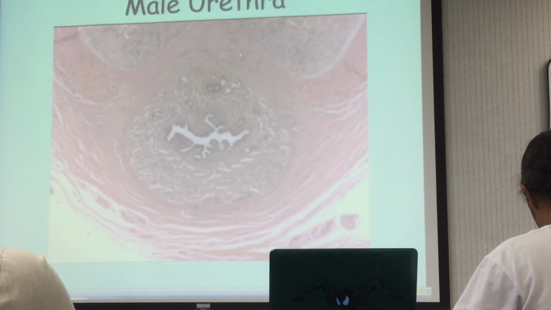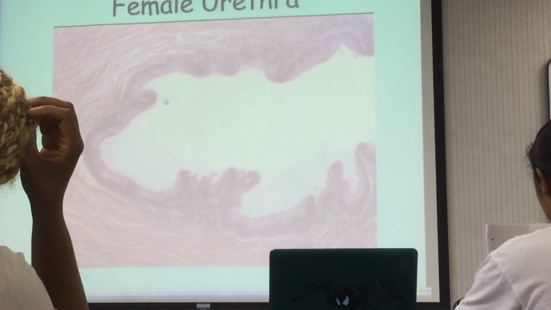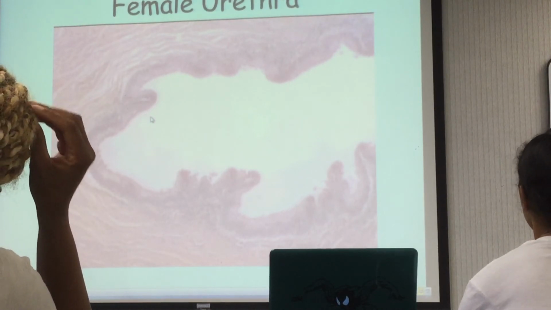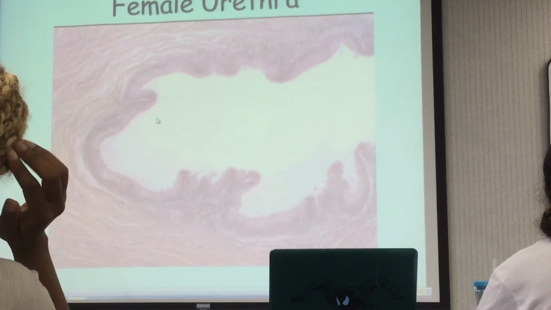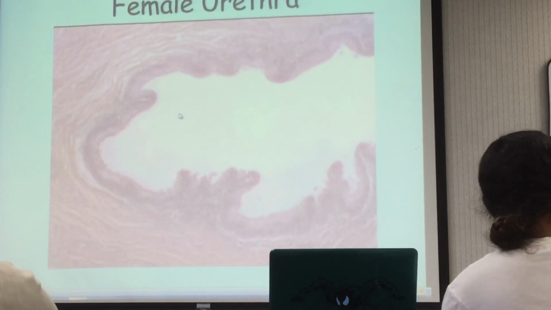Okay, so 1, 2. The same thing here. This is female urethra. Male and female urethras are obviously very different. Female urethra is small. Male urethra is made of 3 parts.